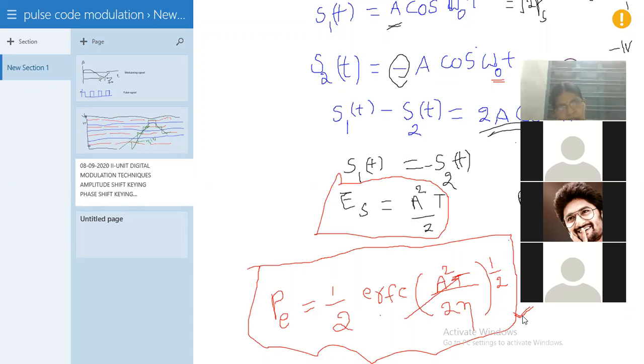So directly here, what is S1 of t in BPSK? When logic 1 is present, what is the transmitted signal? And when logic minus 1 volt is present, what is the transmitted signal? Here S1 of t is A cos omega naught t, S2 of t is minus A cos omega naught t. S1 of t is equal to minus of S2 of t. So both the amplitudes are same. Therefore here you can find Es is equal to A square T by 2. Okay, so this is the procedure for calculating the probability of error for phase shift keying.